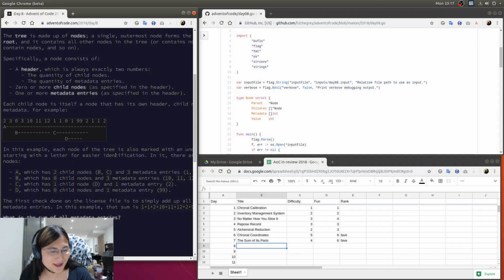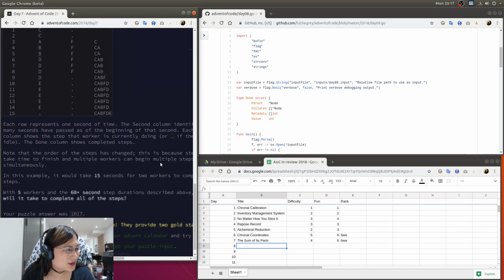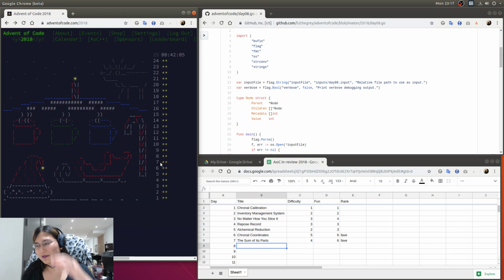People thought that day 7 was going to be super difficult. Oh, I guess if you're not familiar with setting up workers and ticking in parallel, then it can be especially difficult. Fair enough.